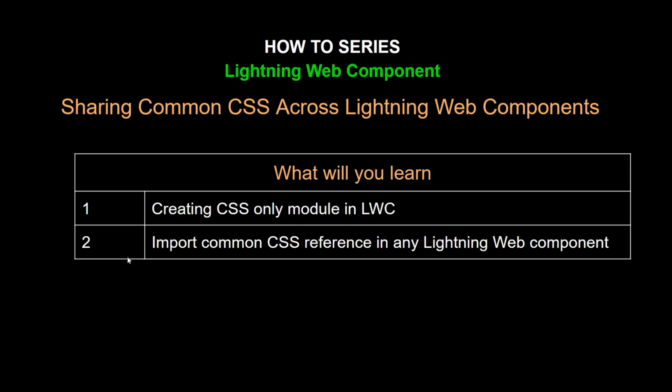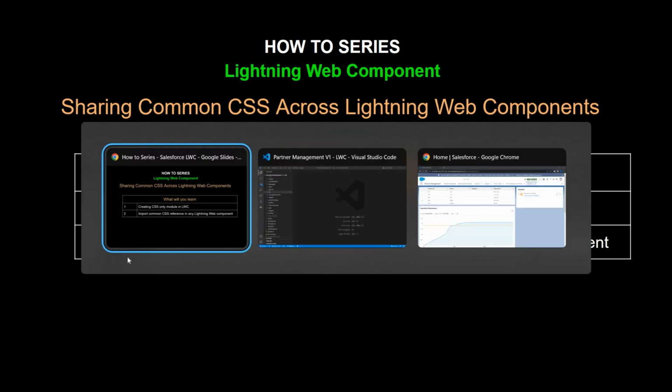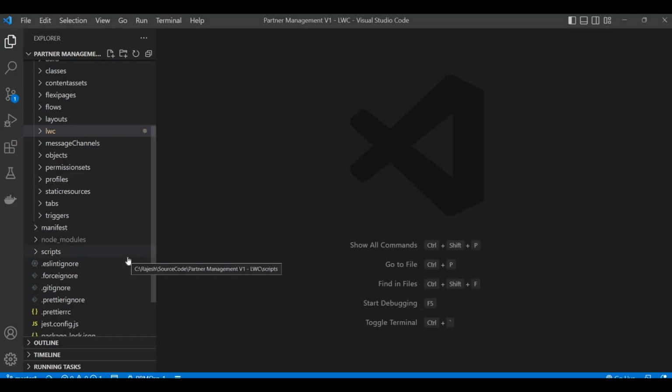To demonstrate this, we're going to create a couple of Lightning Web Components and see how this works in action. It's just a two-step process. First, let us create a CSS only module, and then we will refer that module back in any Lightning Web Component. So what is the CSS only module?